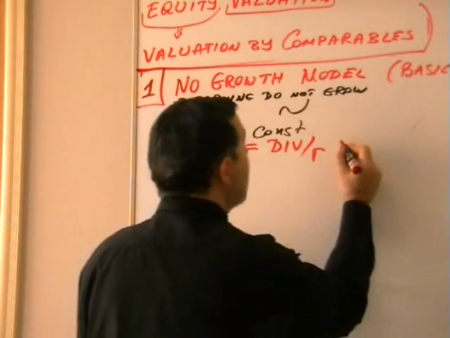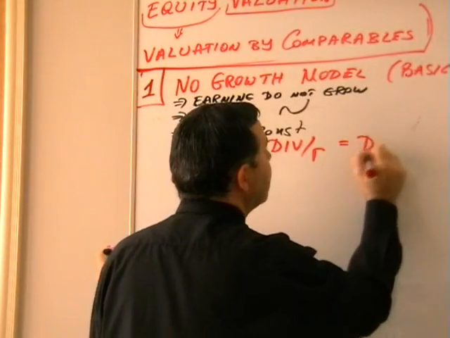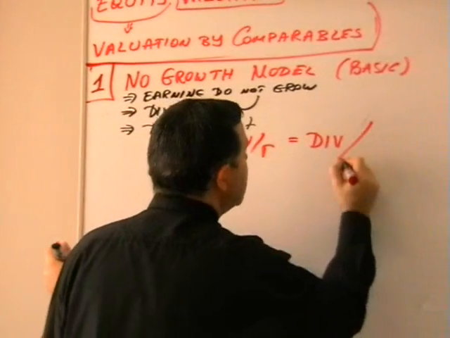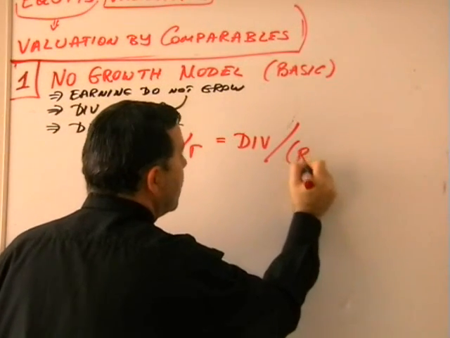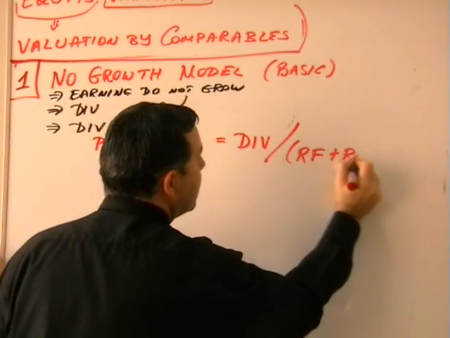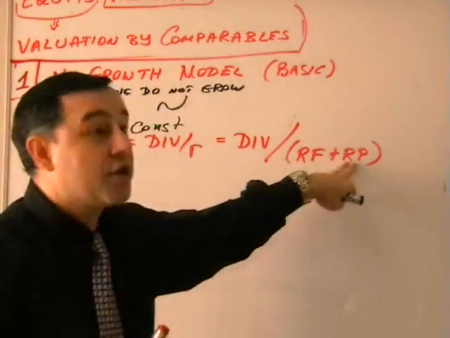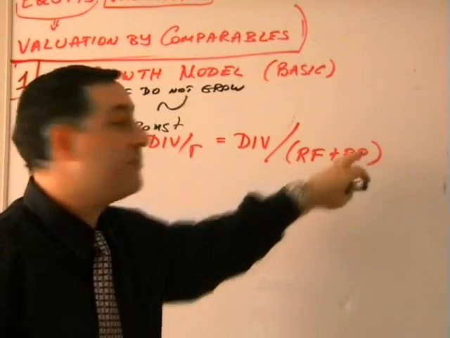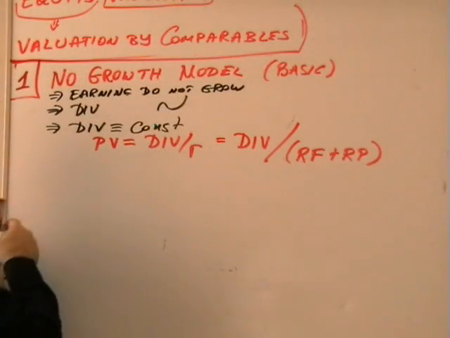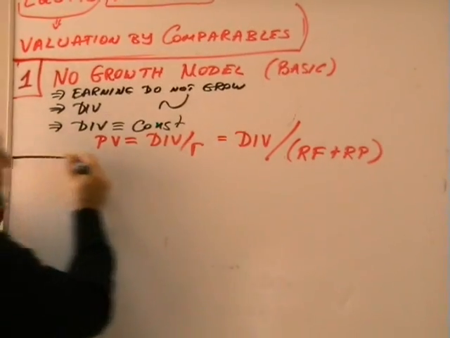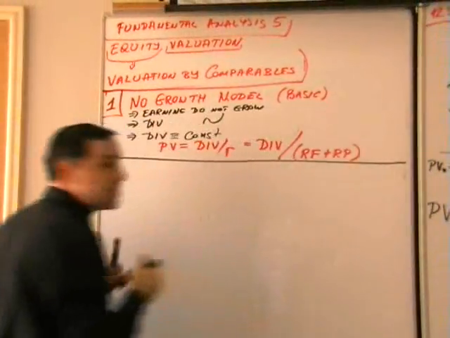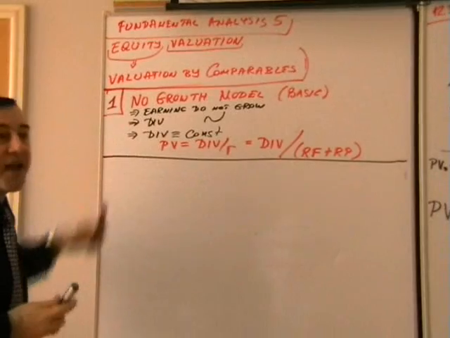So we can write it as dividend divided by risk-free plus the risk premium. For a consol, the risk premium will be 0. Alright, so that's the first case. This is the simplest case, and we use it as a benchmark.